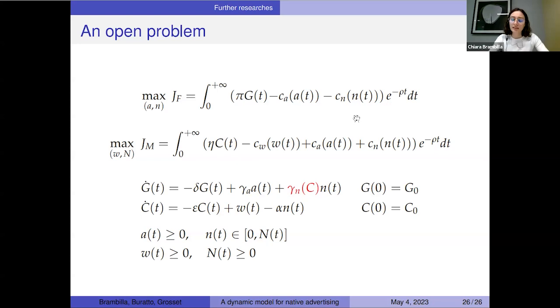But looking at this game, what I want to say is that introducing the dependence on the credibility for the native advertising efficiency will result in eliminating the capital N upper bound strategy from the problem, because this capital N upper bound is no longer needed, since a higher investment in native advertising will result in a higher damage to credibility, so in a lower efficiency of native advertising in the goodwill evolution, and hence a lower investment in native advertising. So this is the problem that we are now facing.